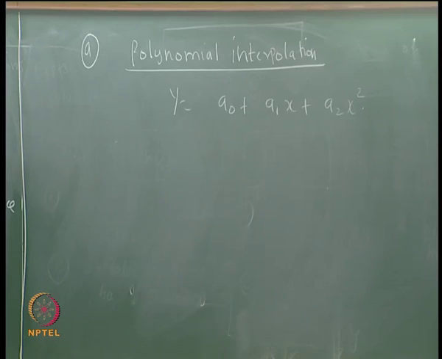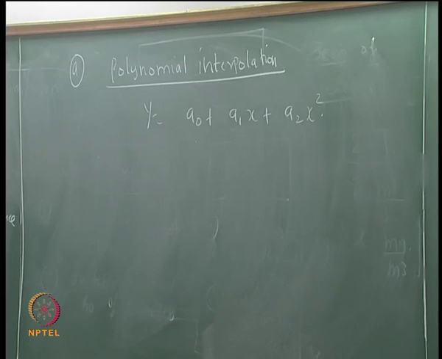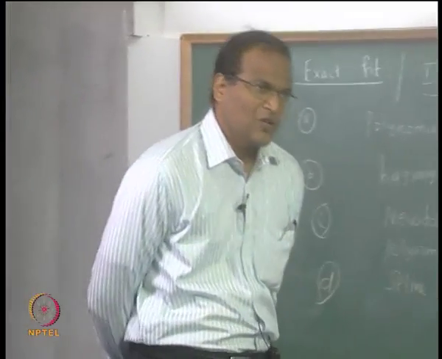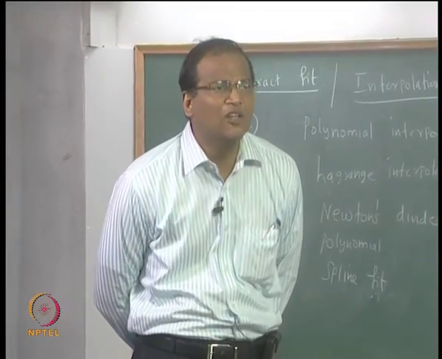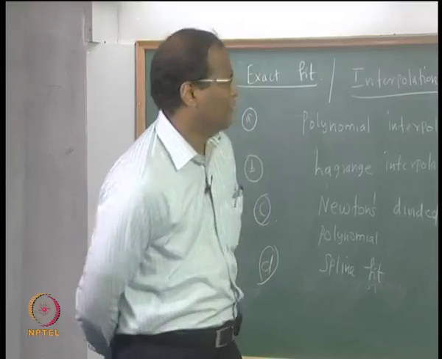So, I propose that y varies quadratically with x. Okay. So, I write the relationship as y equal to a naught plus a1 x plus a2 x square, where a naught, a1, a2 are the 3 constants. So, in order to get 3 constants, I need the values of y at how many values of x? 3 values. Okay.